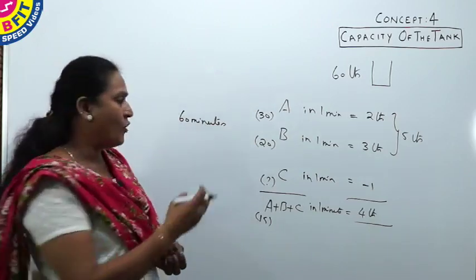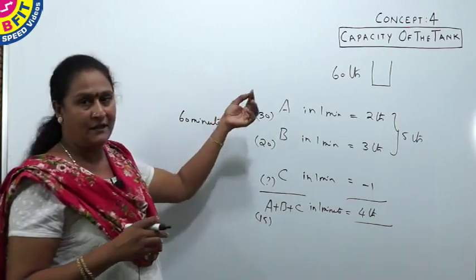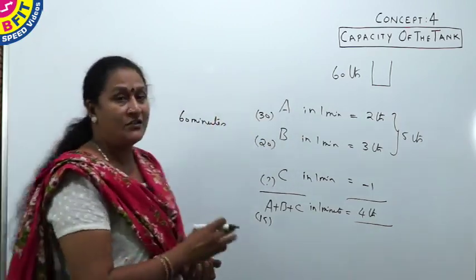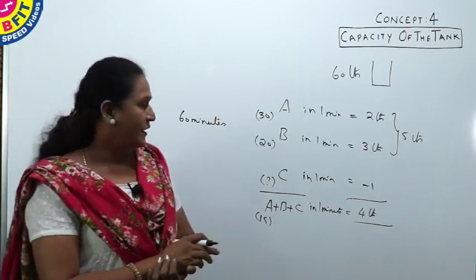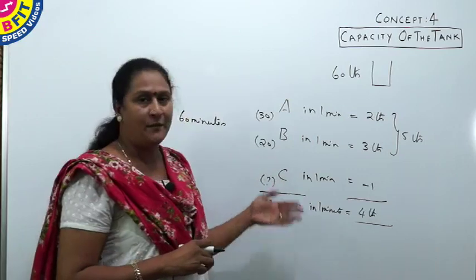So now we have got the efficiency of this pipe C. Pipe C can empty the same tank in 60 minutes. We are asked to find the capacity of the tank. Now, what is the data given? How many liters can C empty per minute?